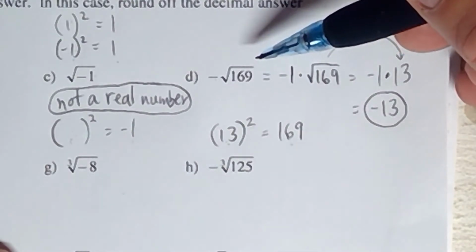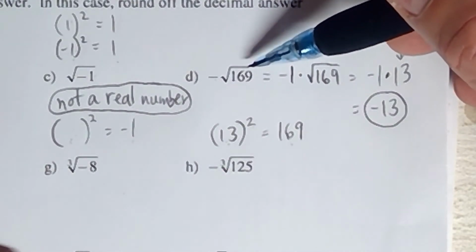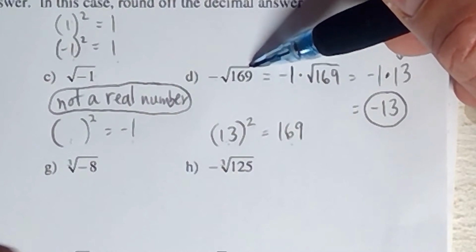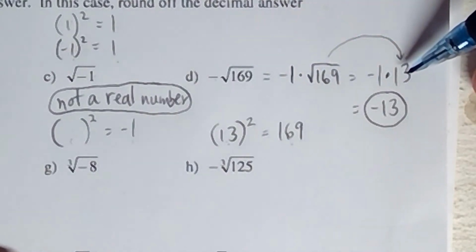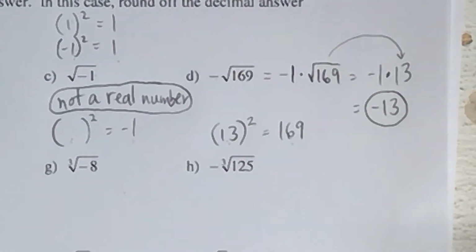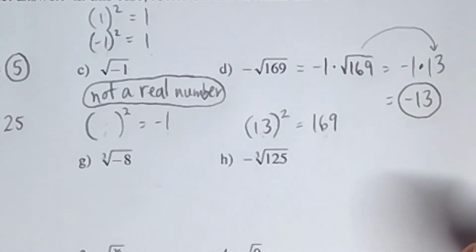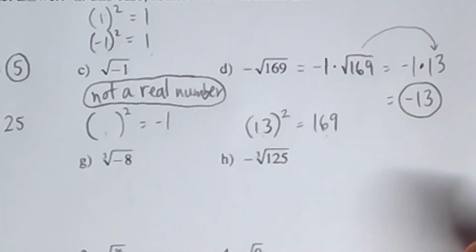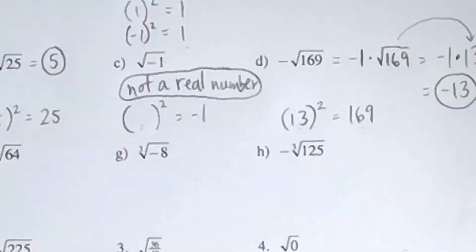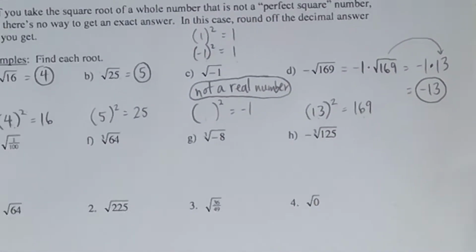No contradiction here. The square root radical itself was equal to a +13. Okay, so that's still true. It's just that since we had a negative outside, it made the whole answer negative. Okay. But the radical is still positive like we talked about. Okay?